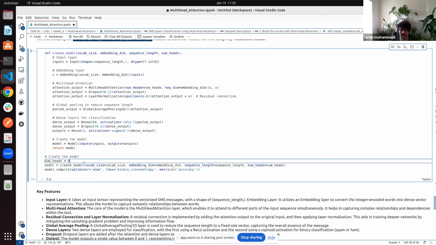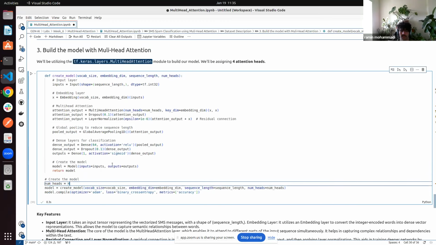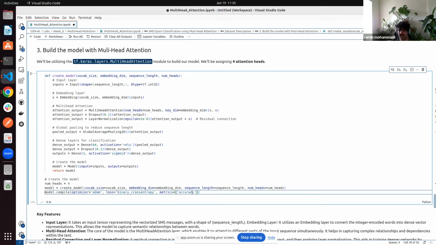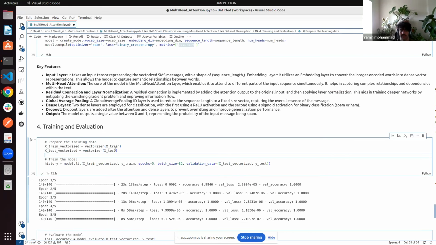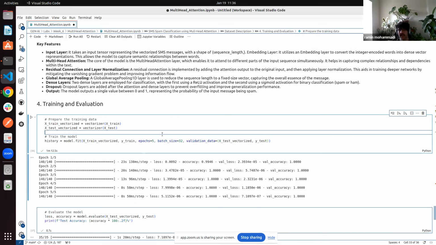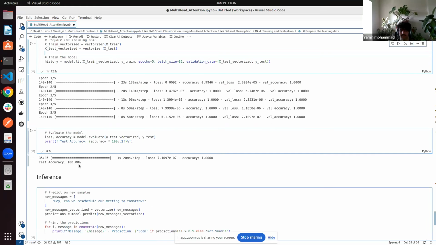So here we initiate 4 heads. We create a model by calling the function that we have. We compile the model with the Adam optimizer, binary cross entropy loss, and the metric we care about here is accuracy. We vectorize our data, we pass the data to the model, and we let the model run. Here, I just ran the model for 5 epochs, and the test accuracy was 100%.